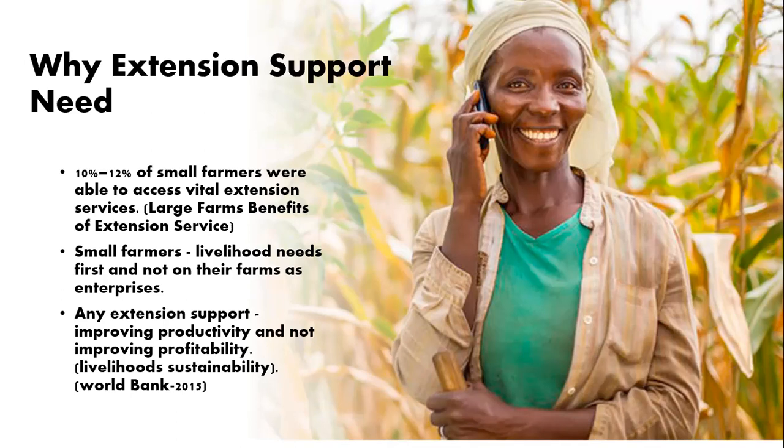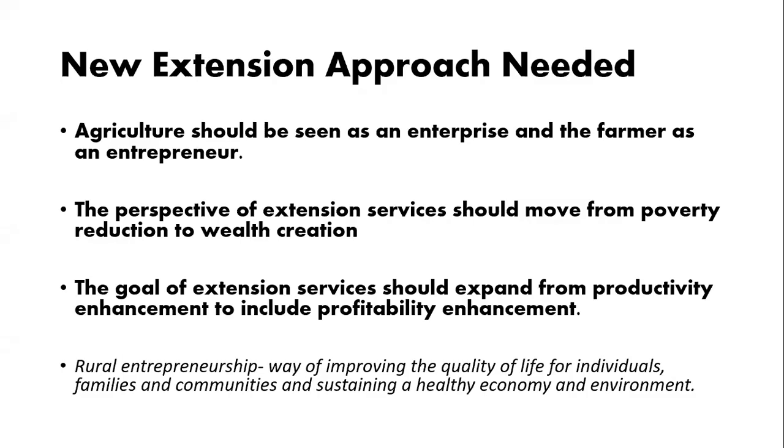So therefore, we need extension supports to develop good entrepreneurs in the rural community. These are the few reasons. One, only 10 to 12% are enjoying extension services. Two, the smallholders' main objective is to feed their family, not to develop the farm as an enterprise. And the third is that the majority of extension services worry about improving productivity, not improving profitability. Therefore, we have a big need for extension supports to develop agripreneurship within the rural community, right?